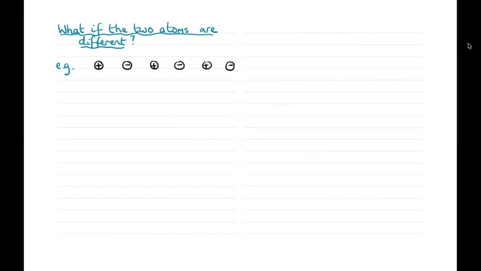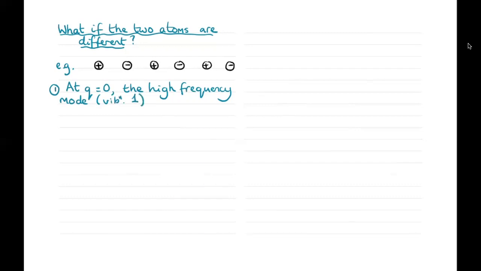So there are two aspects that are important here. First is that at q equal to 0, the high frequency mode, that's vibration 1, we called it, in which the ions were vibrating against each other. Let's sketch. It has an electric dipole, an oscillating electric dipole.